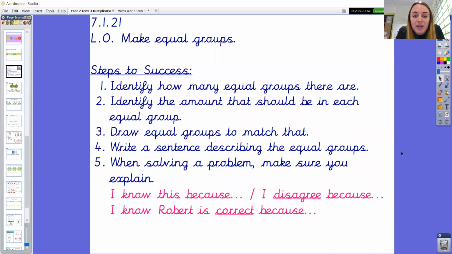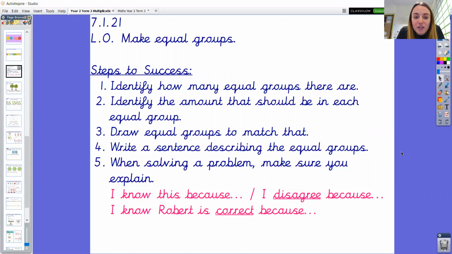So this morning, we are going to be focusing on making equal groups, building on our learning from yesterday of recognising equal groups. And there's strong links between both steps this morning. It'd be great if you could pause the video here and write the date and learning objective.